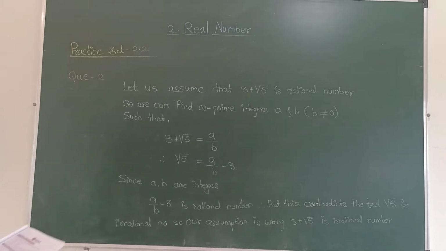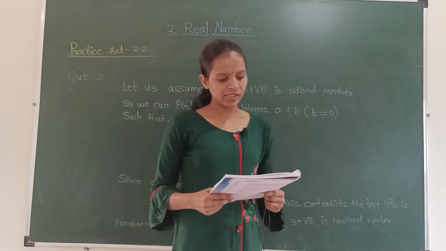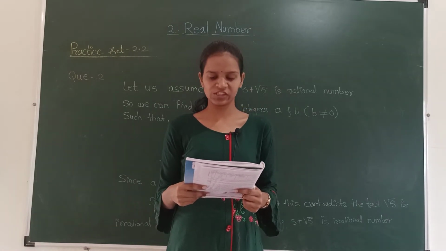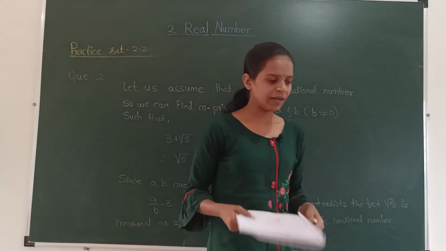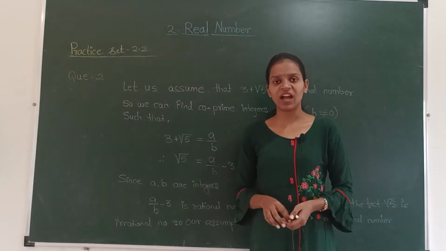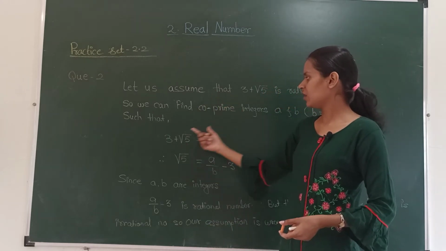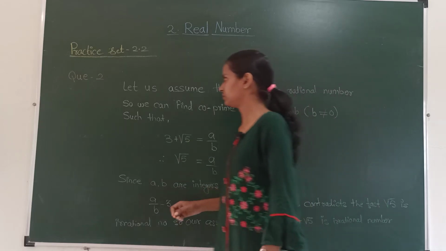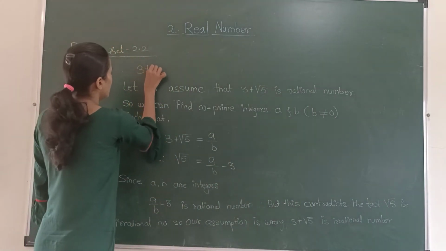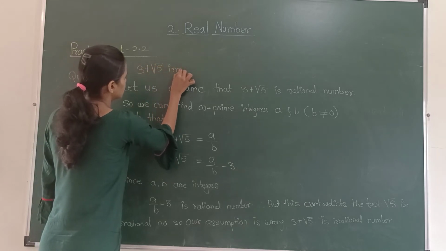See, question number 2 from practice set 2.2. Question number 2 is, prove that 3 plus under root of 5 is an irrational number. Same like question number 1, we will prove this indirectly. We will give an indirect proof for this. We will assume that 3 plus root of 5, what they have said, is an irrational number.